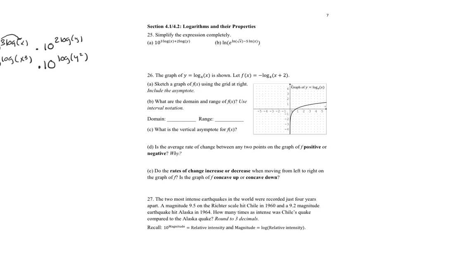And now we know that this 10 and this log, or both of them actually, can be canceled out, right? And so then we have a simplified expression of x cubed times y squared, or just x cubed y squared.